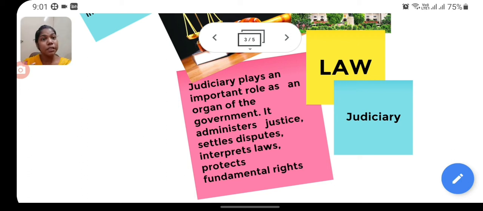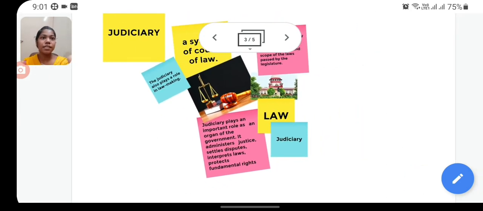It settles disputes, interprets laws, protects fundamental rights. This is about the introduction. I said there is law and judiciary. What is law? Law means it is for the people. Government is giving rules for the people. Judiciary, they are preparing laws. So that is about this. Next.